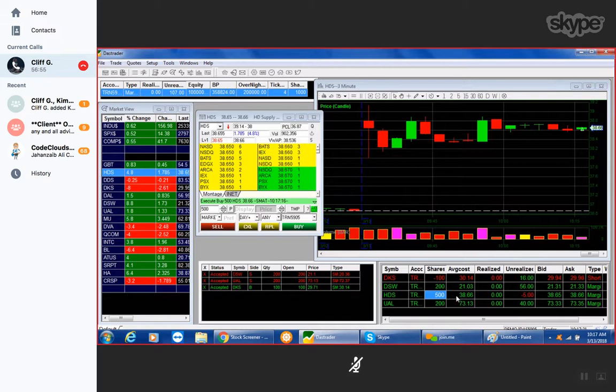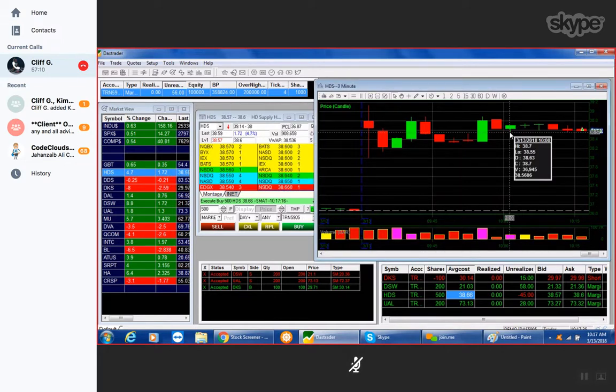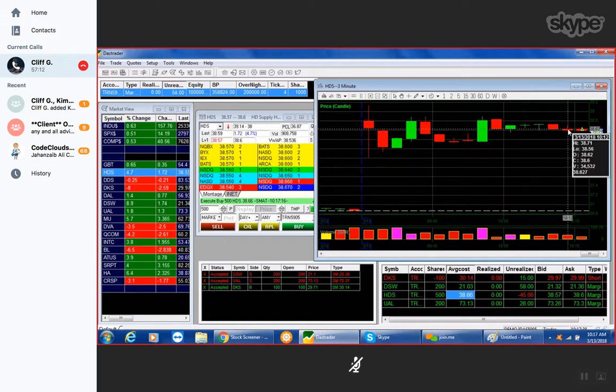500 shares, 38.66. I'm down $5 because of the penny spread, but I bought. Oh, good. As soon as I put the trade on, they're coming at me. Okay, 38.66. I bought 500, and I'm going to put a stop loss in underneath that, 55 and 56.